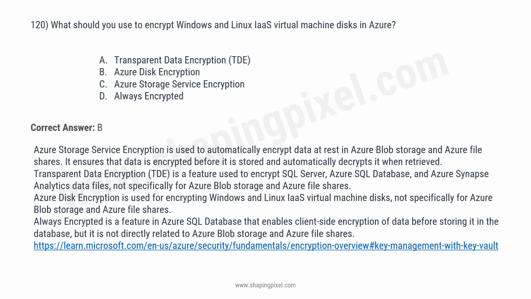Azure Storage Service Encryption is used to automatically encrypt data at rest in Azure Blob Storage and Azure File Shares. It ensures that the data is encrypted before it is stored and automatically decrypts it when retrieved. So let's jump on to the next question.